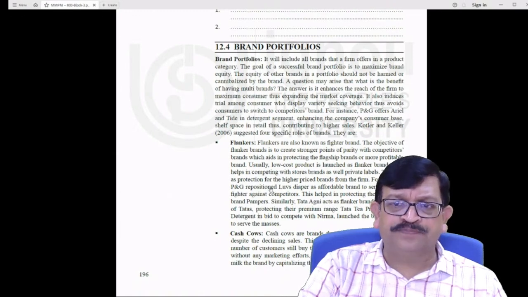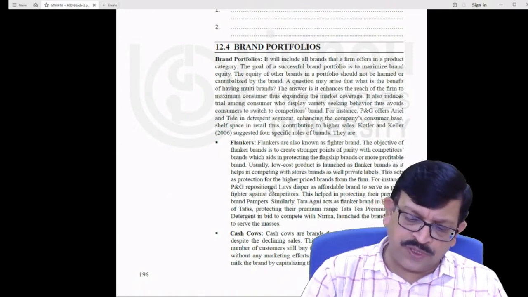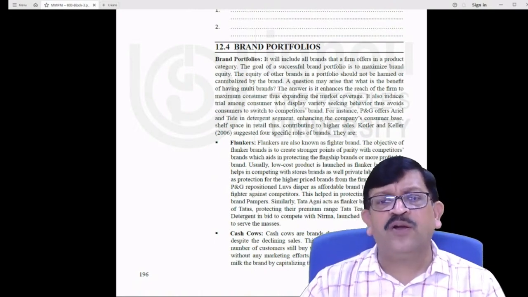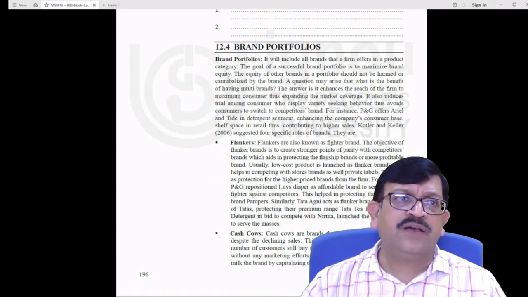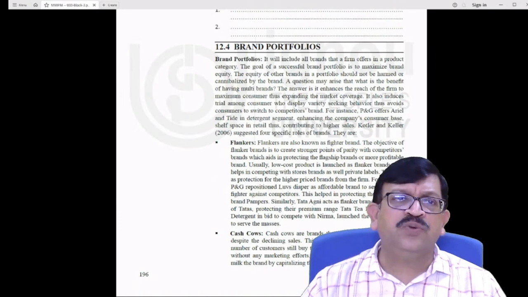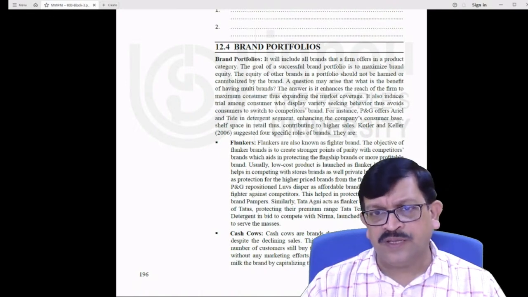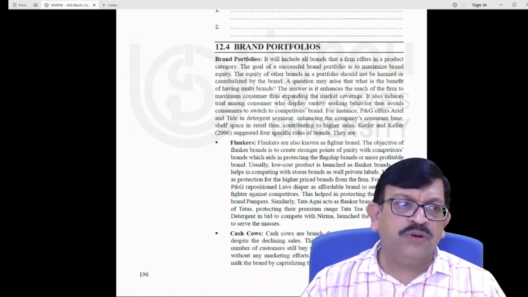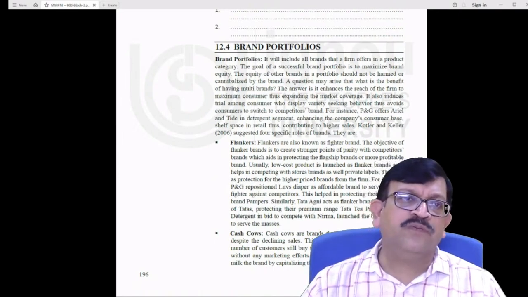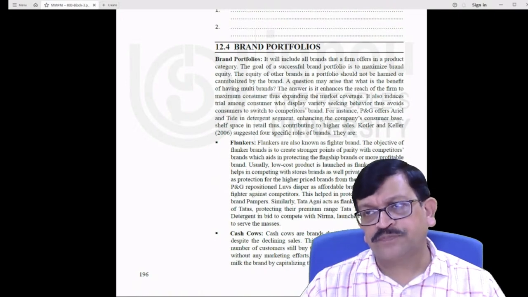One is the flankers. These are brands introduced in the marketplace by the brand manager basically to fight back competition. Some time back, I told you about Surf as an example. Surf by HUL faced a big problem when Nirma was launched at almost half the price in the marketplace, and they did not have something to fight back. So Wheel was, after a lot of research, found to be the brand that could be brought into the marketplace to fight back the challenge posed by Nirma.